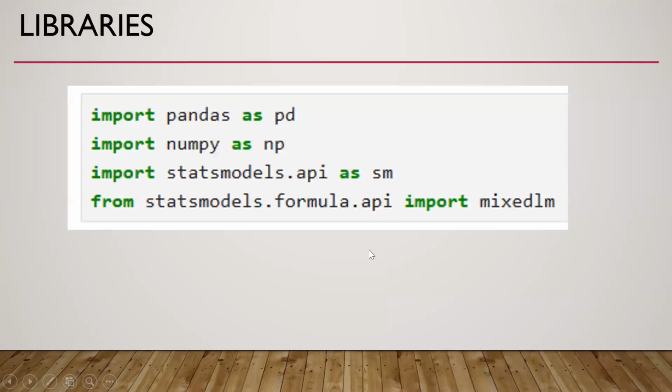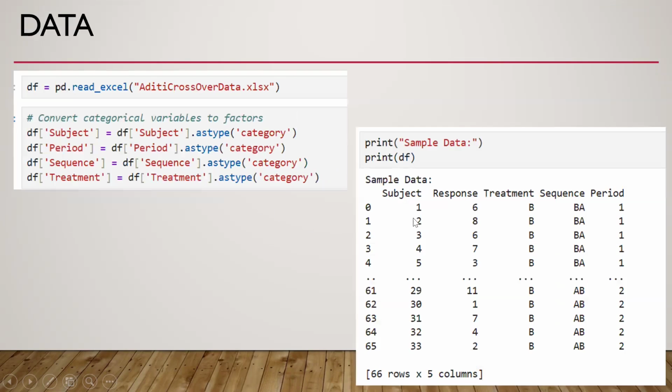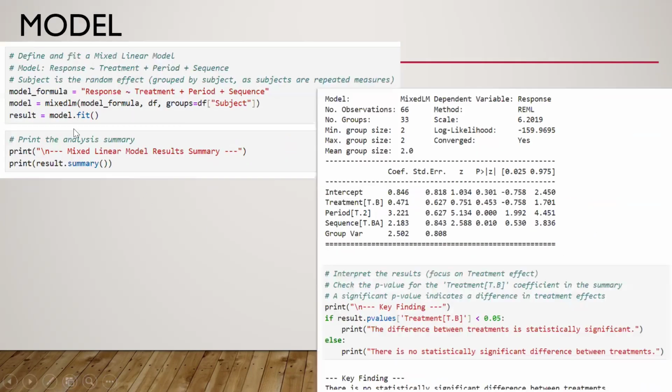For the same data using Python, we will use the package statsmodels, and this is our same data. I have not changed the data here. It is the same data which we applied in the R code for a continuous outcome. So this is our outcome variable, response, which is continuous. This is the treatment variable, this is the sequence variable, and this is the period variable. This is how we apply the mixed linear model, and these are the results.